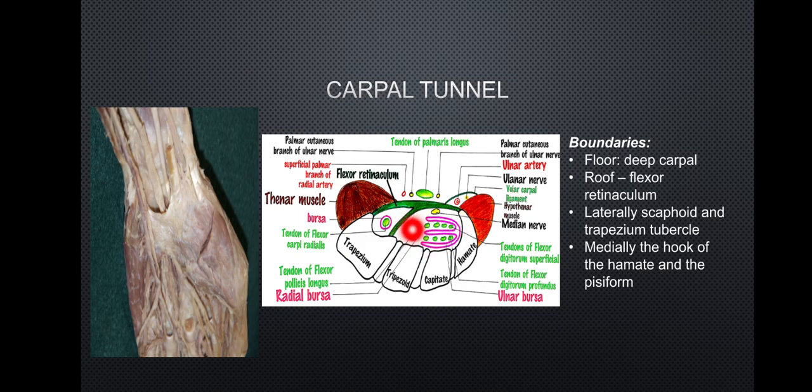the radial bursa, this is the radial bursa covering the flexor pollicis longus tendon, and the ulnar bursa being common to both the flexor digitorum superficialis tendons and the flexor digitorum profundus tendons. Now the tendon of the flexor carpi radialis lies between the flexor retinaculum and its deep slip in the groove on the trapezium.